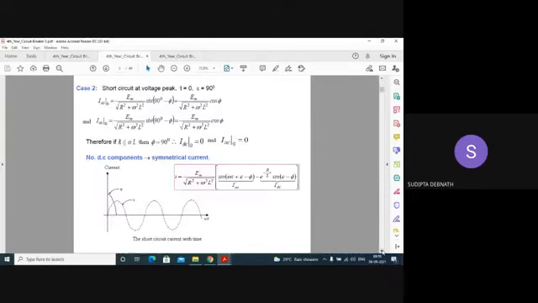Now the next phenomenon, we'll consider the short circuit occurs when the voltage is at its maximum value. So this expression is again written so that this is 90 degree. If this is 90 degree, what is the AC component? It is Em by omega L sine of 90 degree plus omega t minus phi. So it becomes cos of omega t minus phi, and this one will become 90 degree minus phi, it becomes cos of phi.